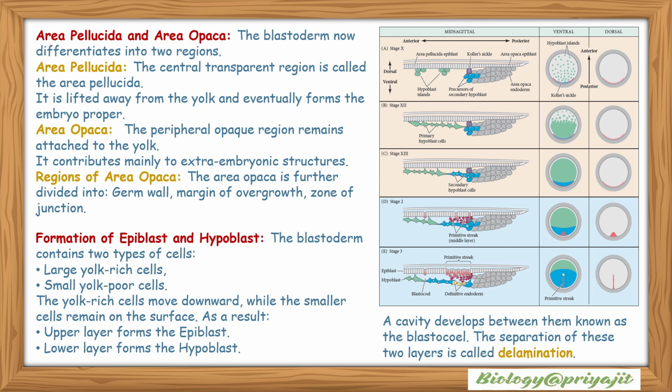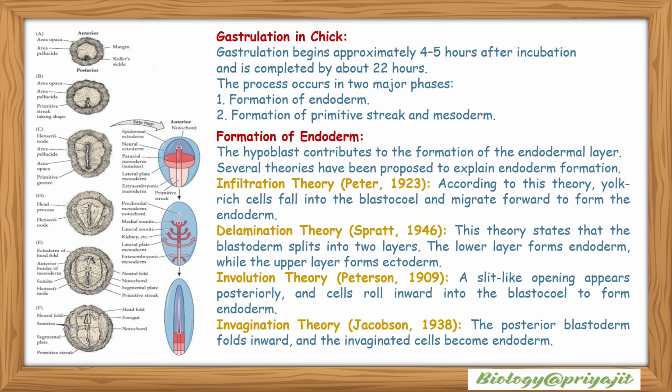Formation of epiblast and hypoblast. We have studied this in the earlier image also. The blastoderm contains two types of cells: large yolk-rich cells and small yolk-poor cells. The yolk-rich cells move downward while the smaller cells remain on the surface. As a result, upper layer cells form the epiblast and lower layer cells form the hypoblast. The cavity that develops between them is known as the blastocoel, and the separation of these two layers, epiblast and hypoblast, is known as delamination.